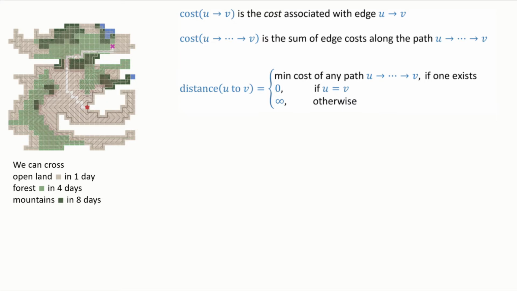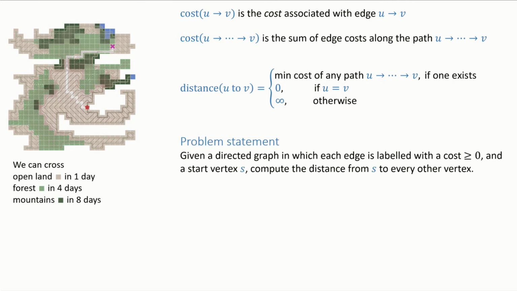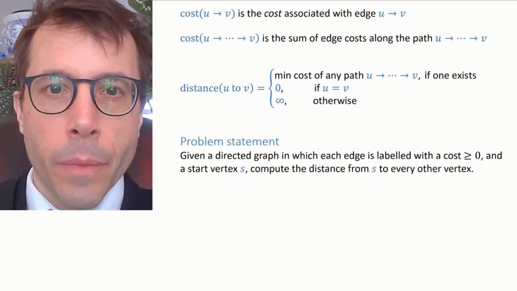Okay, so now we can write out a proper problem statement. Given a directed graph with edge costs, and assuming that the cost on each edge is above or equal to 0, and given a start vertex S, compute the distance from S to every other vertex. Several points to make here.